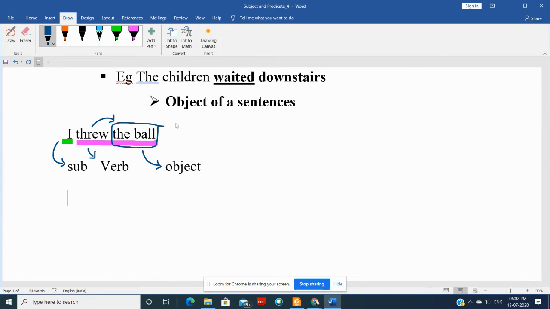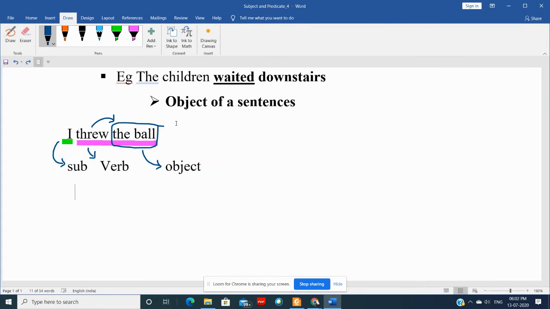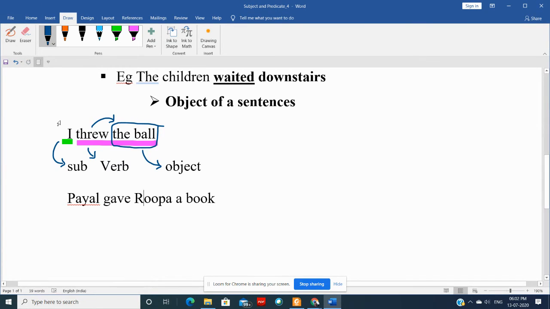All right. Now, sometimes what happens is that there is more than one object in a sentence. For example, if I write Payal gave Rupa a book, okay. Now, if you notice here, Payal, who gave? Payal. So that's your subject. Gave Rupa a book. So this is your predicate, right?